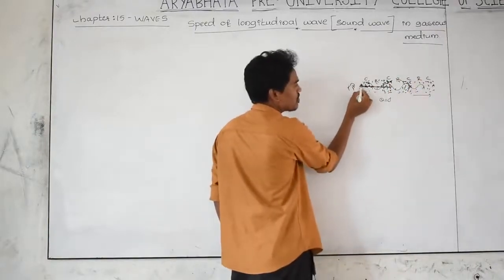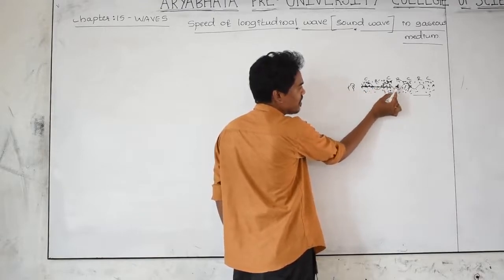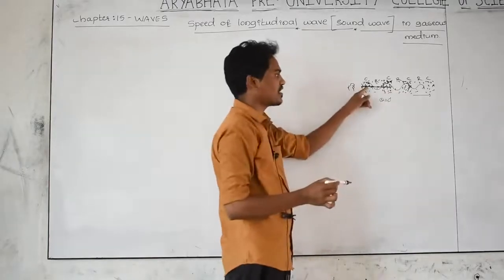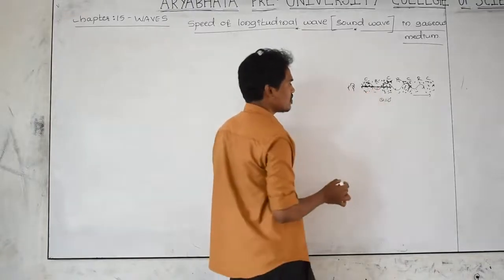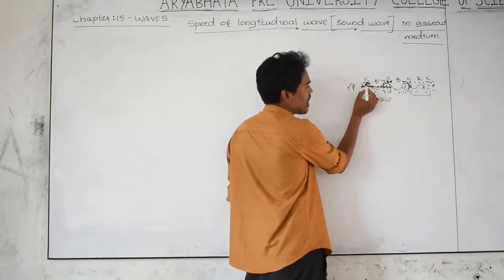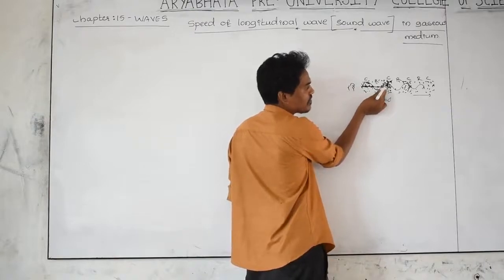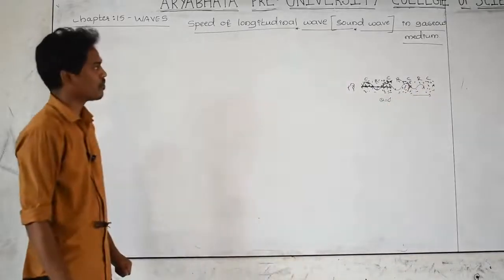The more the particles, the more the pressure. The fewer the particles, the lesser the pressure. The region where the pressure is more is called a compression, and the region where the pressure is less is called a rarefaction. In the nature of the wave, higher pressure, lower pressure, again higher pressure, again lower pressure. Like this, we show the nature of the wave.